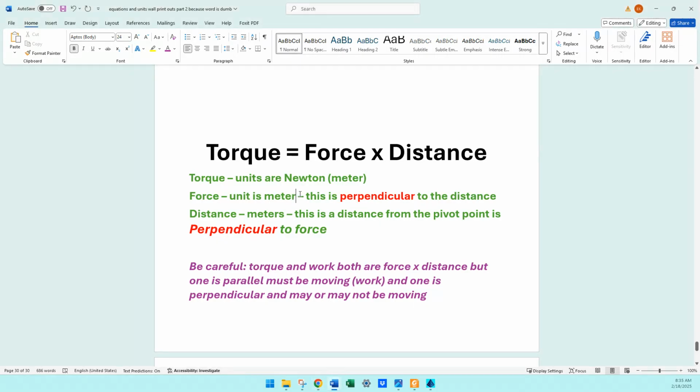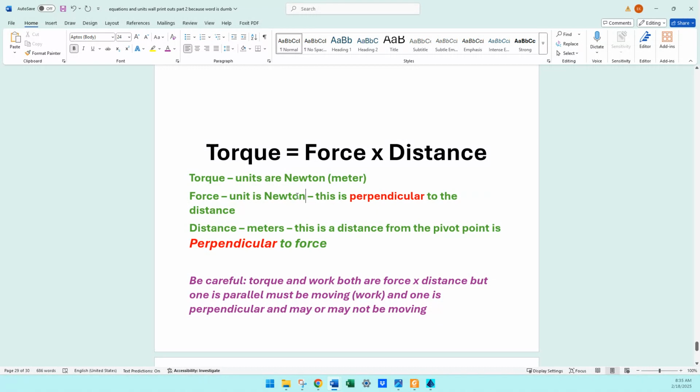Oops, that's not true at all. The force is the Newton. Wow. Good thing I was reading out loud. The force is the Newton, it's perpendicular. The distance is meters, that's just a unit, and it's perpendicular.